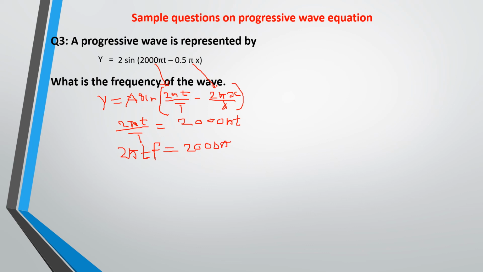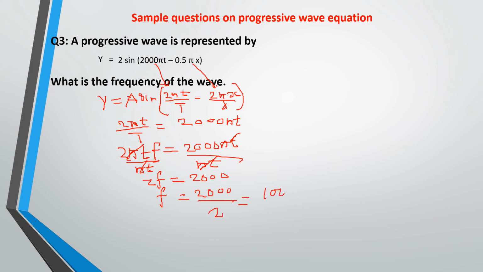Now divide the equation by pi t, you have this. So when you divide it, this will cancel out, this will cancel out. So you have 2f is equals to 2000. So your f will be equals to 2000 divided by 2. And when you work that out, you are going to have 1000 hertz. Okay, so I think this is relatively simple.